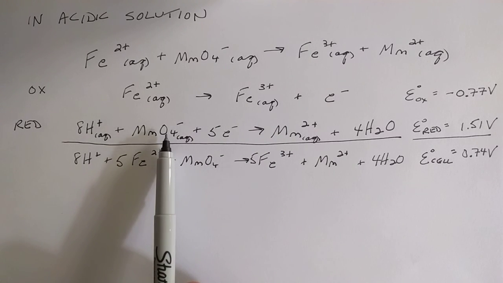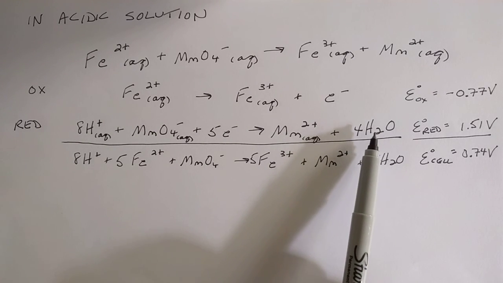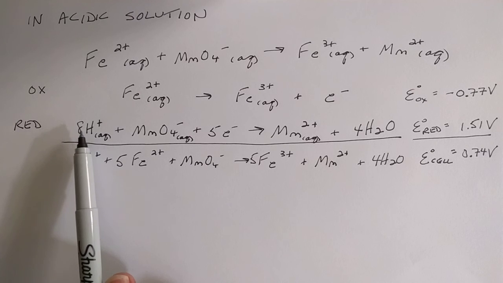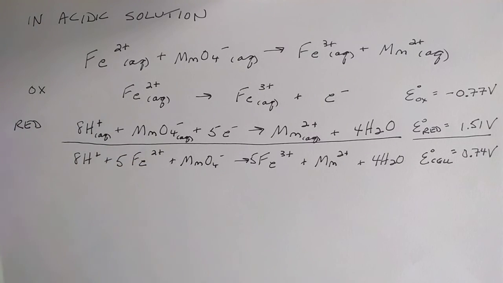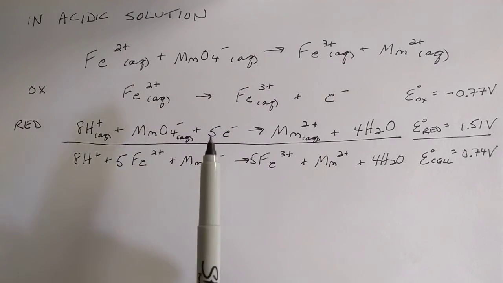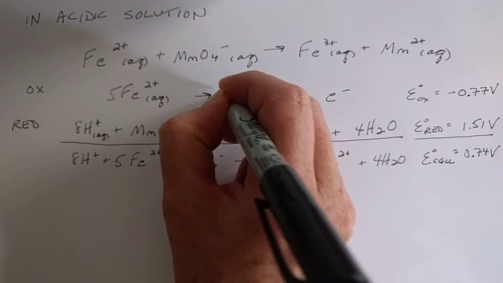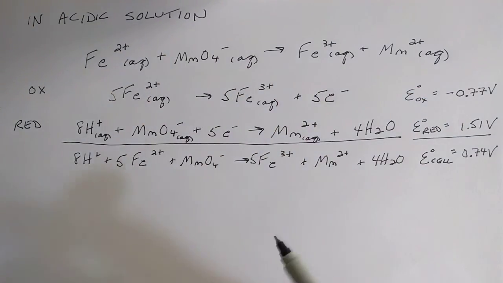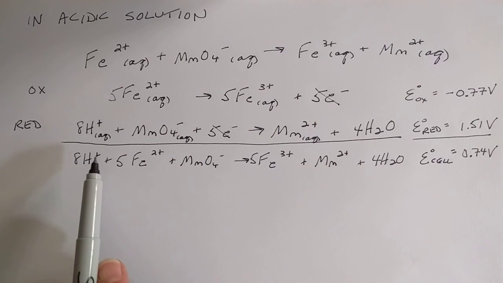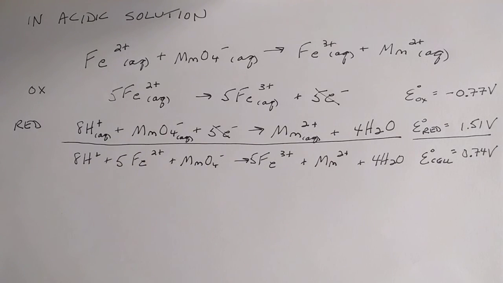But then we have to take care of the oxygens. We have water available, so we put in 4 H2Os. That gives us 8 hydrogens. So then we must put in 8 H plus, and we have these H plus available in the solution because our solution is acidic. We have to have our electron balance. The number of electrons lost has to equal the number of electrons gained. So we have to multiply all of our coefficients by 5. Now we can add up our equations and the electrons cancel out. And we end up with 8 H plus, 5 Fe2 plus, MnO4 minus yields 5 Fe3 plus, Mn2 plus, 4 H2O.